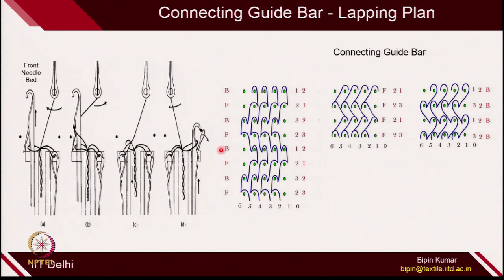So, because of that it is switching from front to back and front to back, and the rest of the lapping plan, whatever is set as per the pattern chain links, it will be following for that particular bed. So, the lapping plan for the connecting guide bar actually has to be written in the form of front back, then front back, then front back, and then front back, and this is 2-3, 3-2, then 2-1, 1-2, then 2-3, 3-2, then 2-1, 1-2. So, here for one course actually you have to write 2 lapping plans for the connecting guide bar.